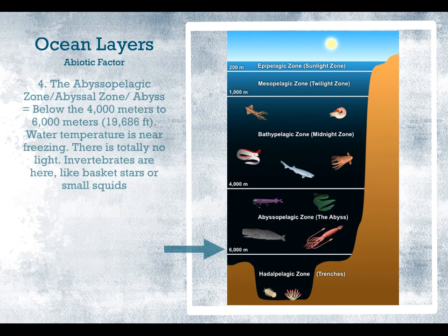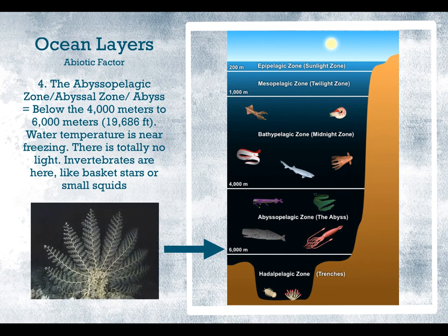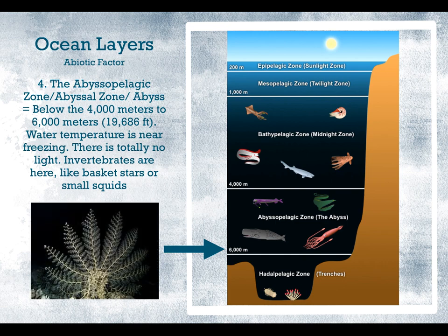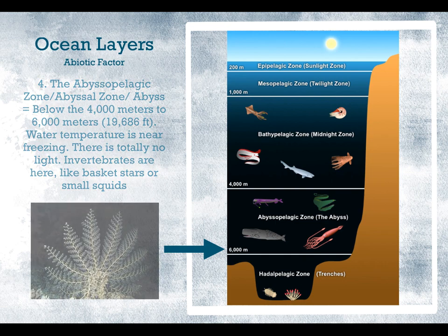The abyssopelagic zone, the abyssal zone or the abyss, is below the bathypelagic zone extending from 4,000 meters to 6,000 meters. The water temperature here is near freezing, and there is totally no light. Very few creatures are found here and they tend to be invertebrates like basket stars or small squids.